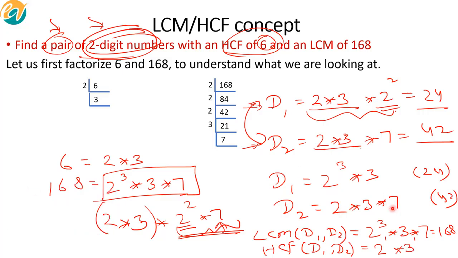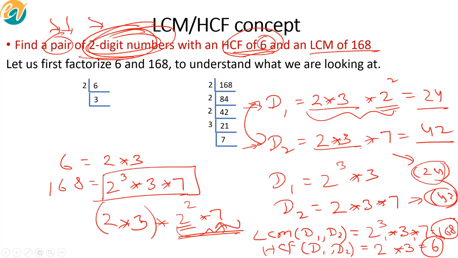And finally, how about 7? There is 7 raised to the power of 0. There is no 7 here. So, sorry, this is 7 raised to the power of 1. There is no 7 here. And hence, you would not consider 7. So 2 into 3, which is 6. In other words, 24 and 42 represent a pair of two-digit numbers whose HCF is 6 and LCM is 168. So the answer is 24 and 42 represent those two-digit numbers.